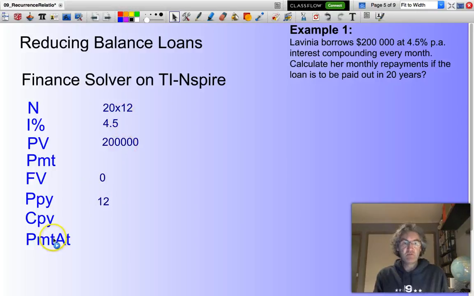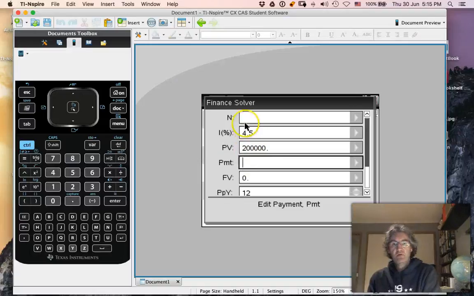And the last thing, which we'll always keep at the end, is the payment, which is the thing that needs to be calculated. So I'm going to try and remember all those values. I'm going to minimize this and go to my calc. We know it's 4.5%.